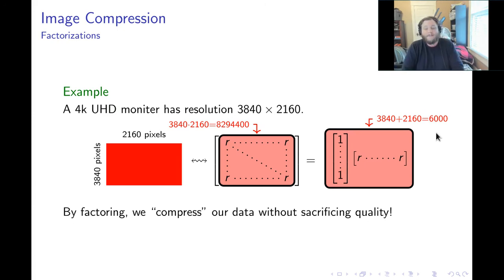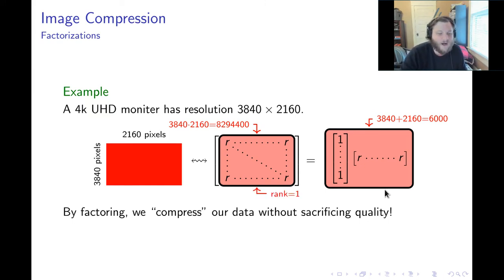Now, keep in mind, I'm not saying this is the most efficient thing we could do. In this scenario, probably the most efficient thing would be to simply communicate that everything is red, the number of rows is 3840, and the number of columns is 2160. But the purpose here is to get us acquainted with this idea. We're communicating data in a matrix, and we can save the amount of space that data takes up by factoring that matrix, and we don't lose any quality in this process.